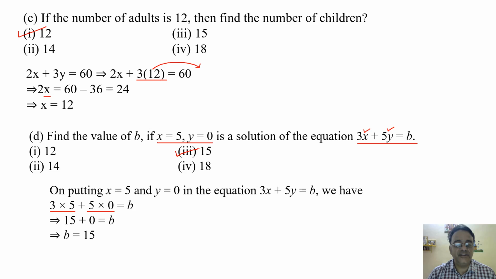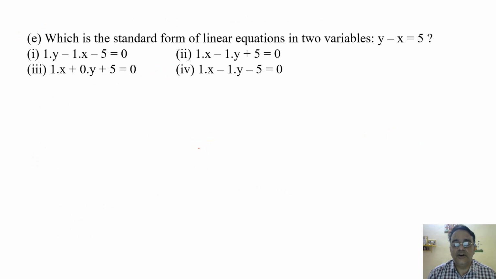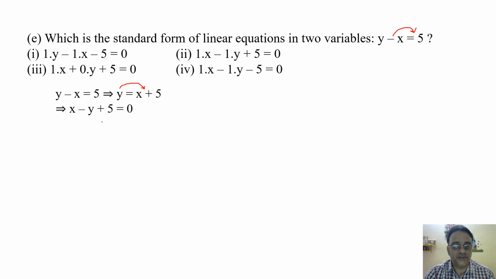Right. So now we are moving toward the next question, which is the standard form of linear equation in two variables y minus x is equals to 5. Right. तो हम लोग क्या करेंगे, y को पहले इधर शिफ्ट करेंगे. So x plus y हो जाए, x plus 5 हो जाएगा. Now we'll shift y to this side. So x minus y plus 5 is equals to 0. Now the coefficient of x is 1, minus 1 into y plus 5 is equals to 0. So which option is the correct one? Second option. Right. So now we are moving toward the next case study question number 6.